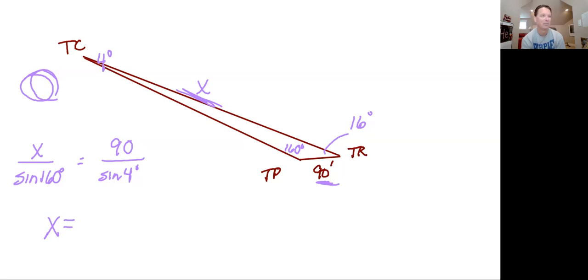Are we getting any answers? Damien, what do you got? I got 441. Okay, all right, good. 441 feet. That's what I got when I do this.